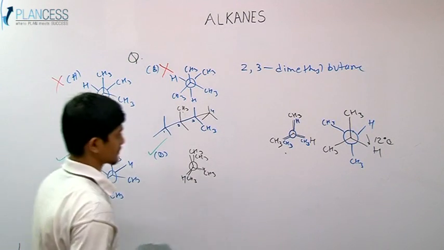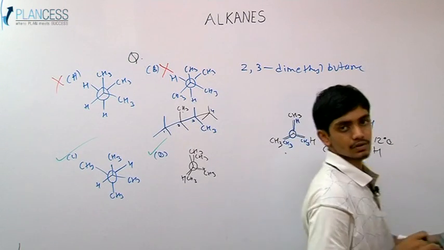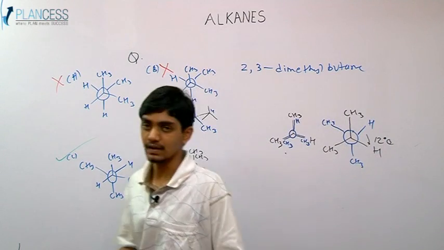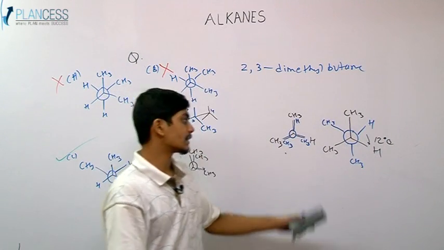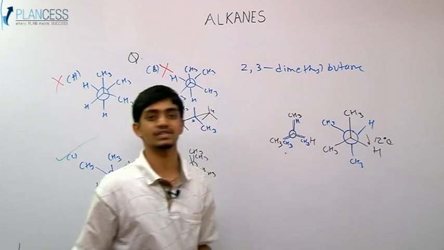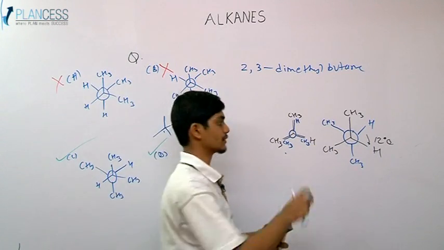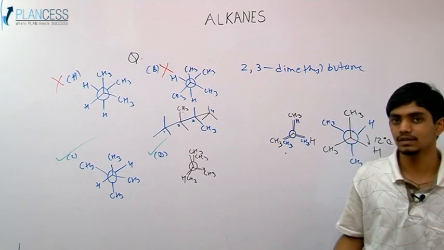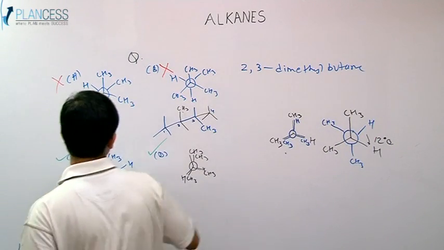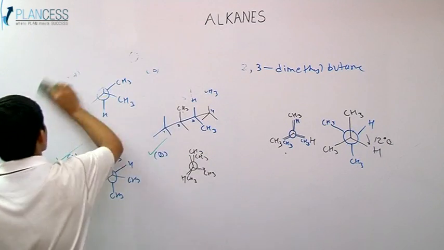This is correct. Fine. So a very simple question based on the Sawhorse projection, Fischer projection and the Newman projection, and we know that the eclipsed conformation can be converted into the staggered conformation by rotation of the carbon-carbon single bonds. So this is done. Let's move on to the next question, which is a question on chlorination.